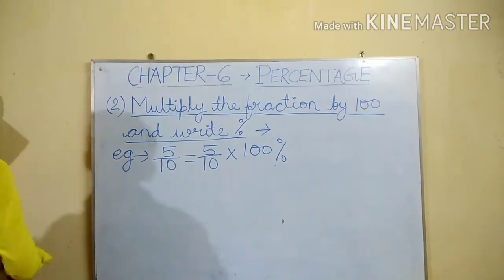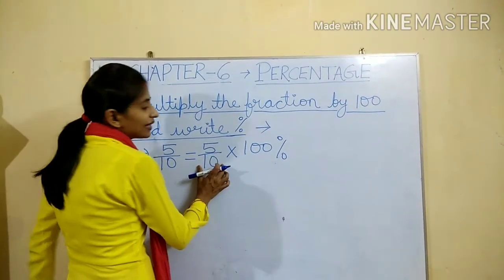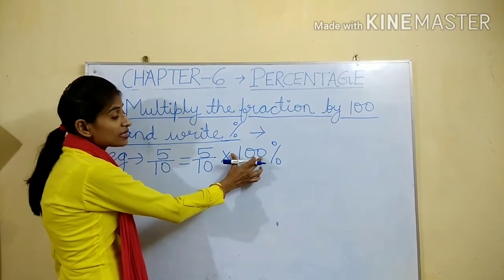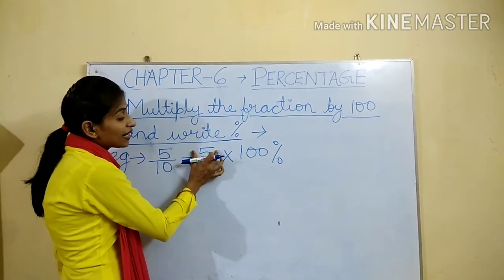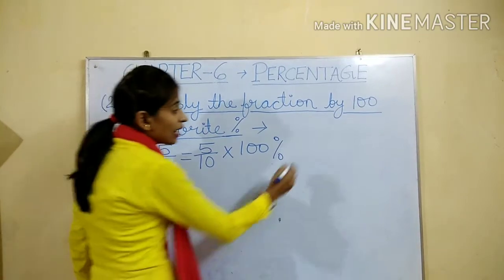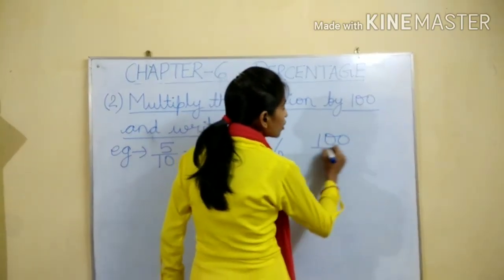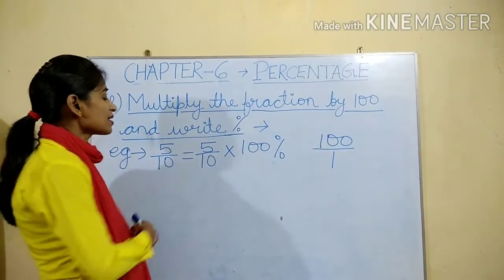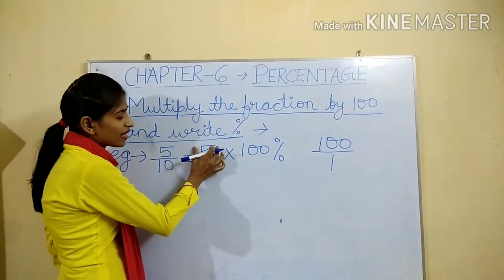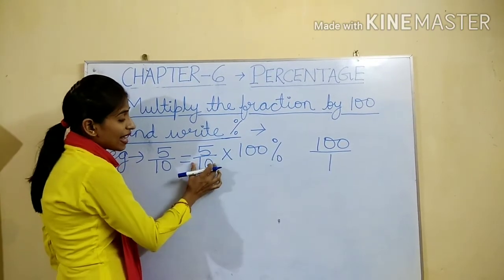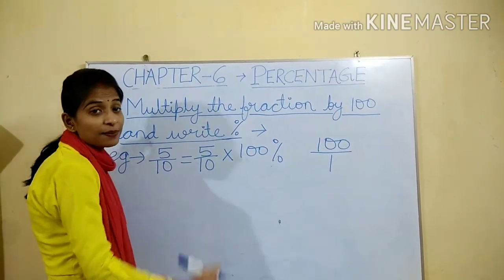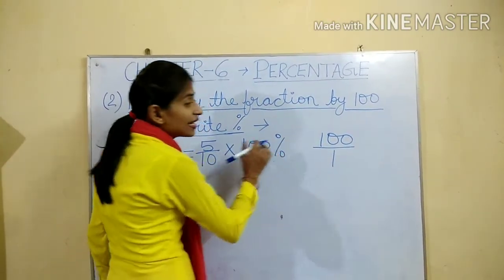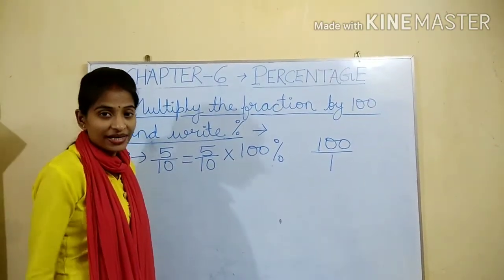that here we have multiplied this 5 by 10 only by 100. This 100 is multiplied in the numerator. Okay, 100 we can also write as 100 by 1. It means we have multiplied the numerator by 100 and the denominator is not multiplied by 100. So what happened? This percentage sign acts as a denominator.